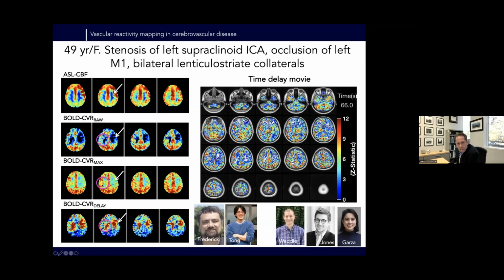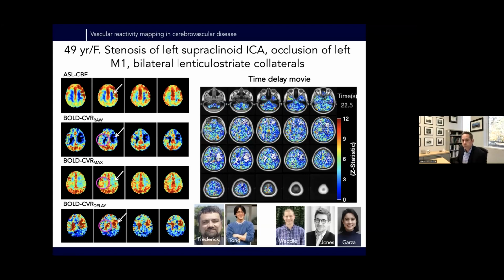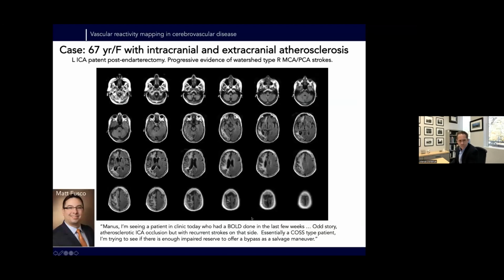But the maximum reactivity is actually most impaired on the left side here, on the side of the occlusion. So it gives you some additional information about whether the impairment is actually due to impaired reserve capacity or whether it's due to delayed reactivity and potentially smooth muscle dysfunction. And these maps were created with the help of our collaborators at Harvard and Purdue, Blaise Frederick and Yunjie Tong.